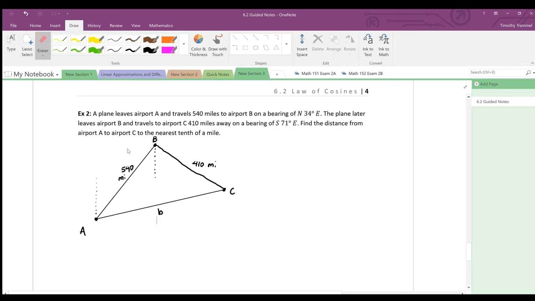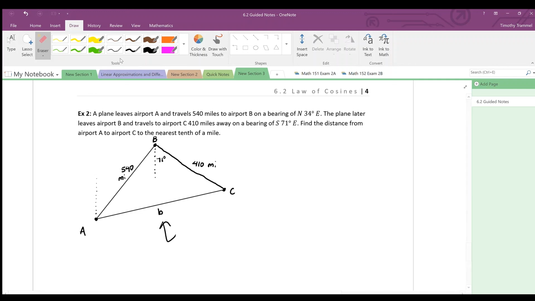Now, if we want to find side B and we have sides A and C, the only other thing we need in order to find this side is the angle B. Well, we knew that this was 71 degrees towards the east from the south line. And the question is, can we figure out what angle would go here? Well, notice you have two parallel lines, right? These dotted lines are parallel, aren't they? And then you have this line that's 540 miles long intersecting both of those.